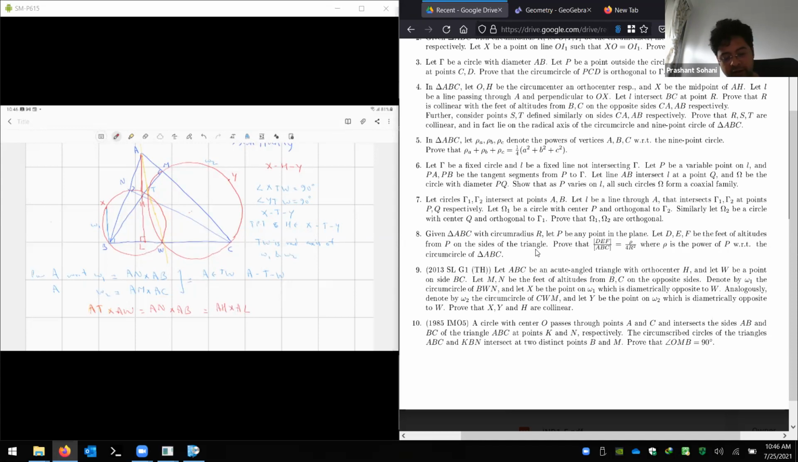B, N, H, L is cyclic, correct? B, N, H, L is cyclic. So again, I can use the power of A with respect to that. So AT into AW equal to AH into AL.